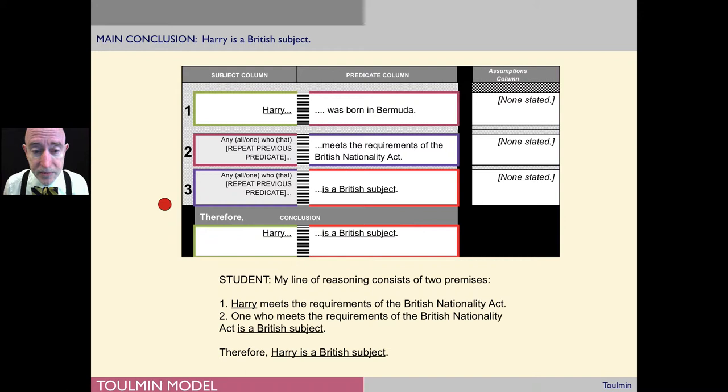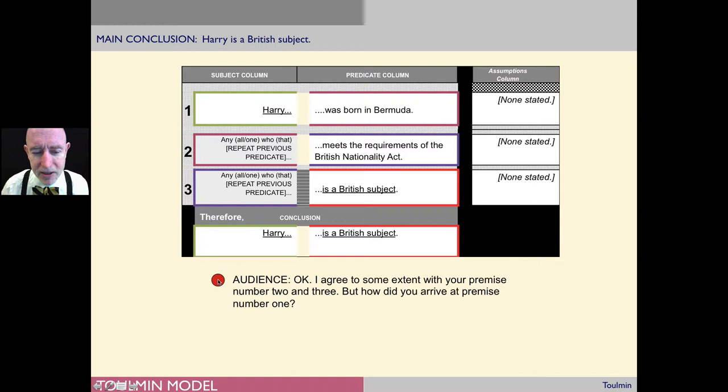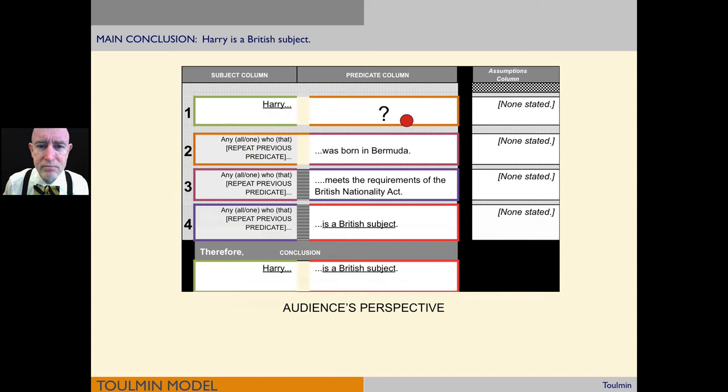So in this example, the audience says, okay, I agree to some extent with your premise number two and three. But how did you arrive at premise number one? So they're asking, how do you get from Harry to was born in Bermuda? They don't see that as a fact at all yet. So what needs to be provided is another predicate phrase that connects between Harry and was born in Bermuda.